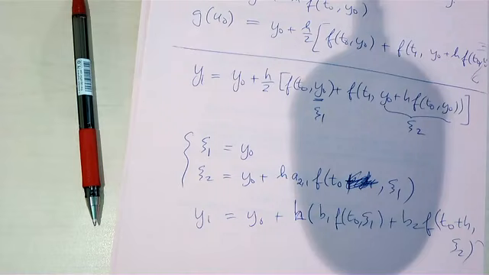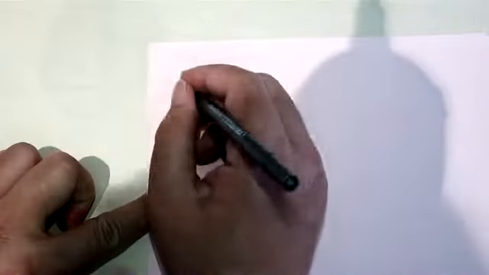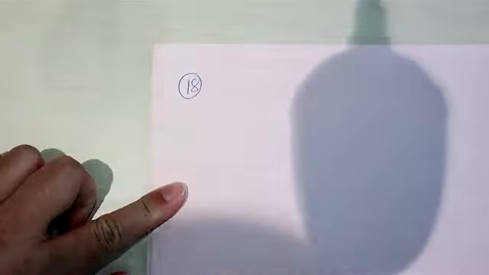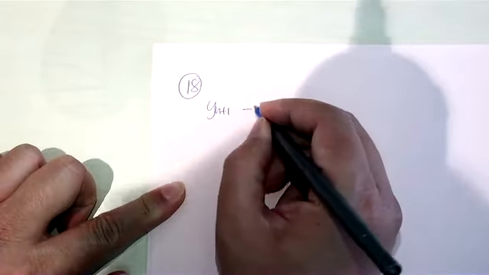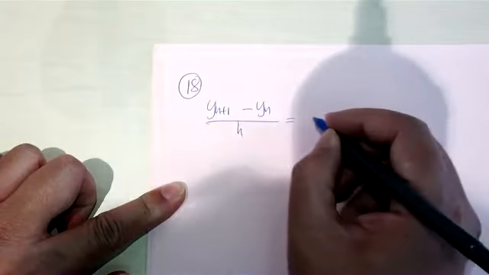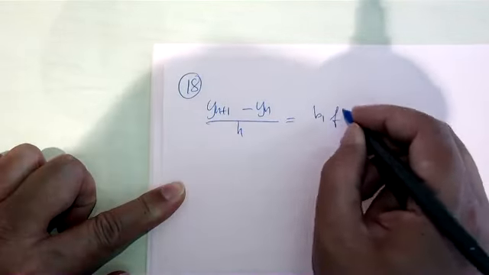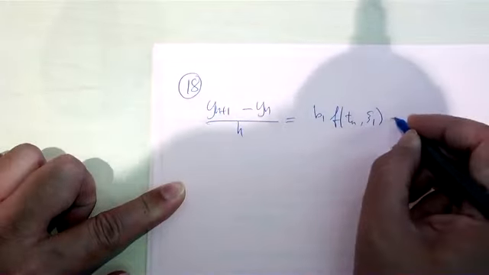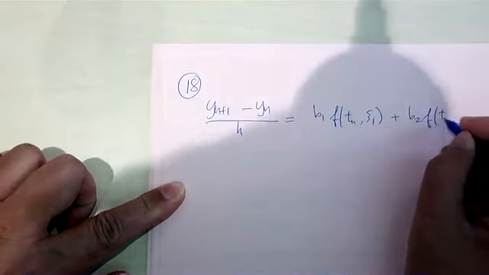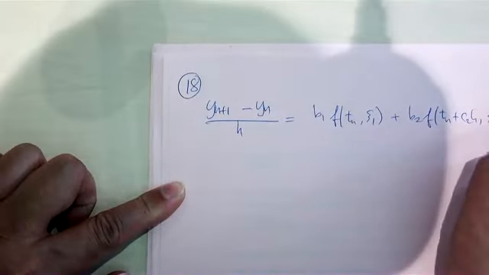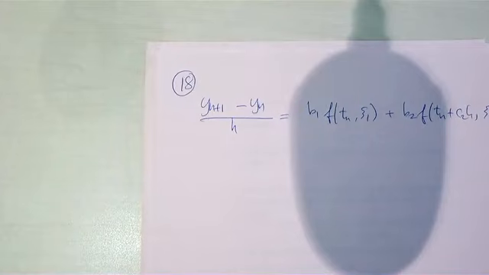So look at 18. If you look at number 18 and rearrange it, I will have (y_{n+1} minus y_n) over h equal to b1 f(t_n, xi1) plus b2 f(t_n plus c2 h, xi2), right? Okay?